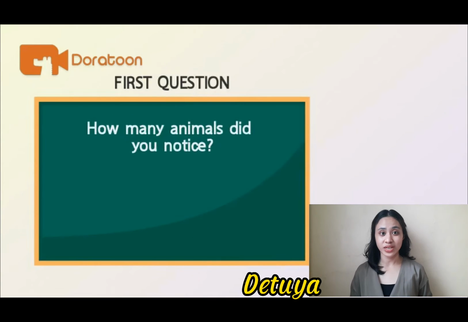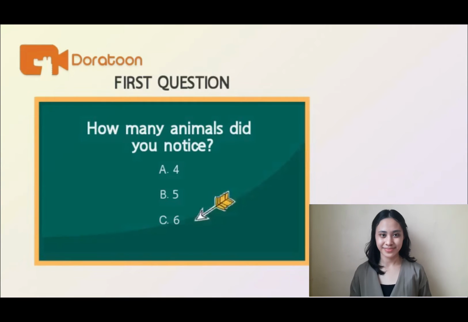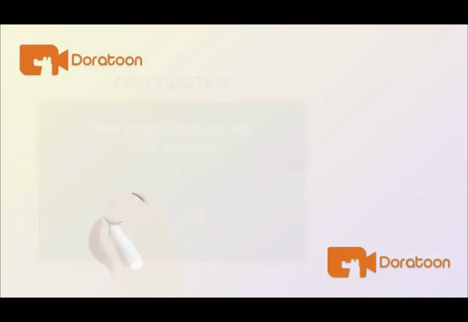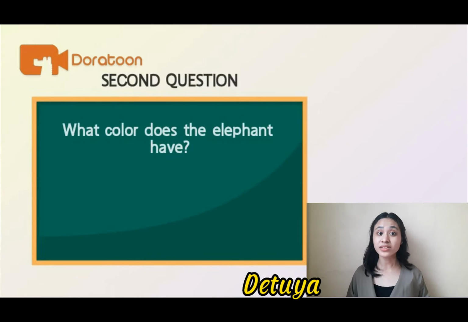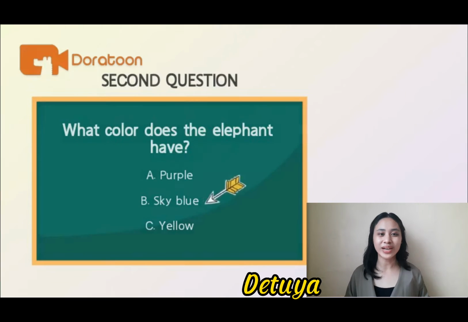First question. How many animals did you notice? The answer is 6. Second question. What color does the elephant have? The answer is sky blue.